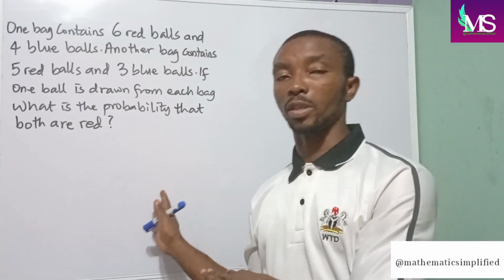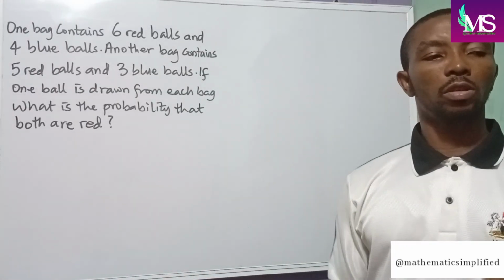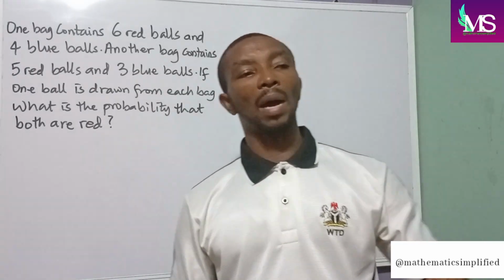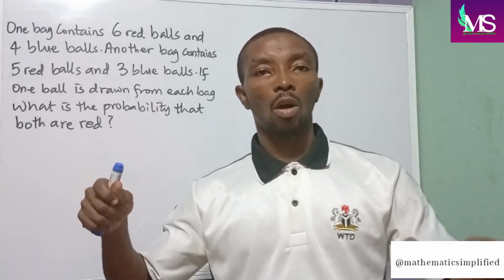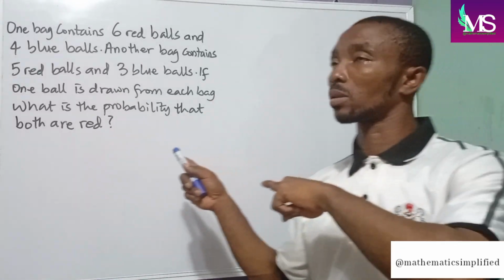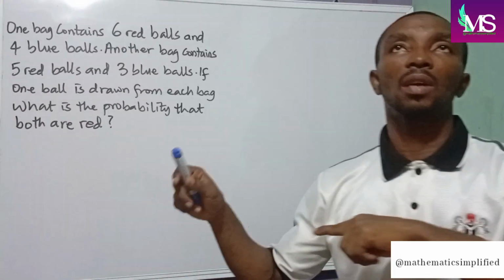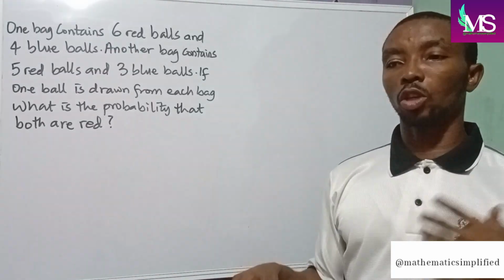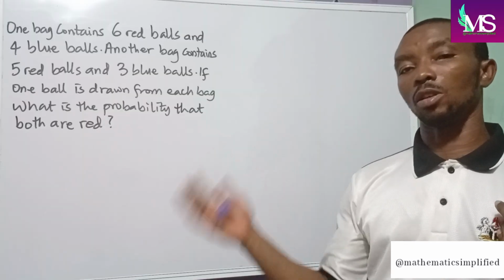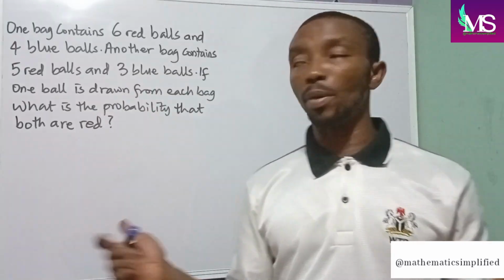Now, if we look at this question, we can see that choosing a ball from bag A does not affect the choice from bag B. So we can simply say that this type of event is an independent event, where the choice of event A does not affect the probability of event B.